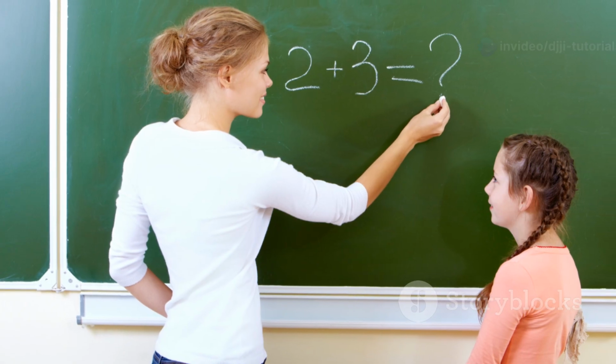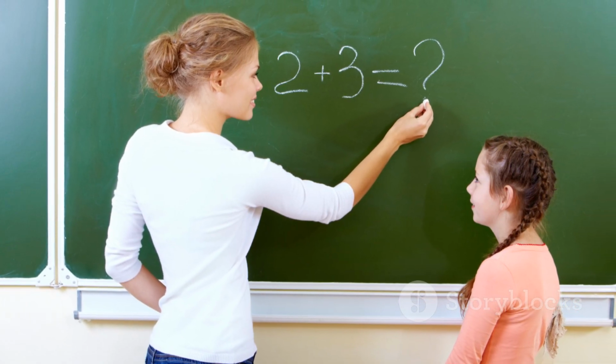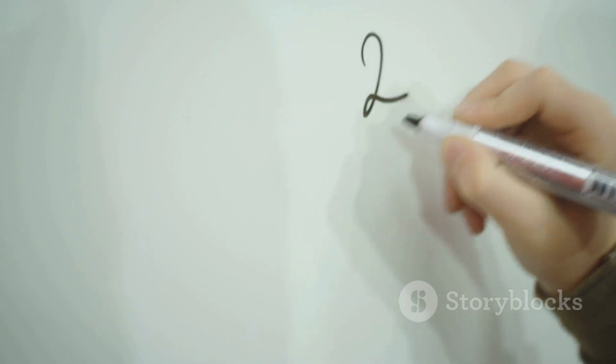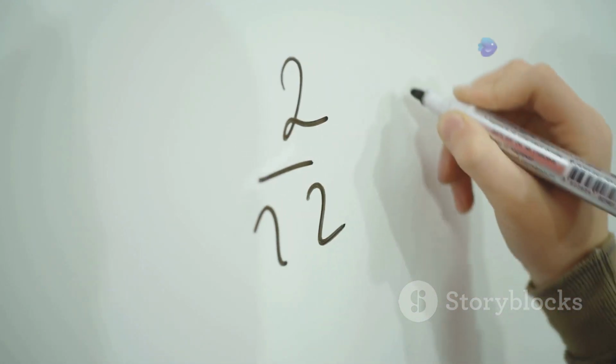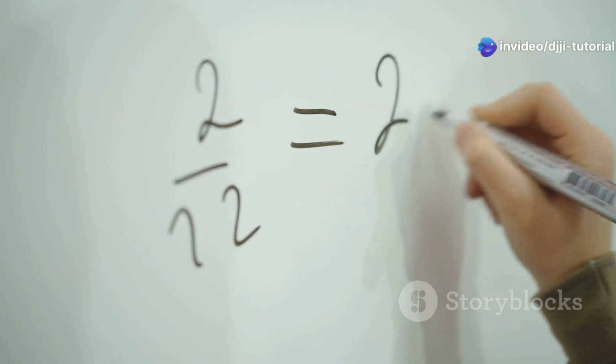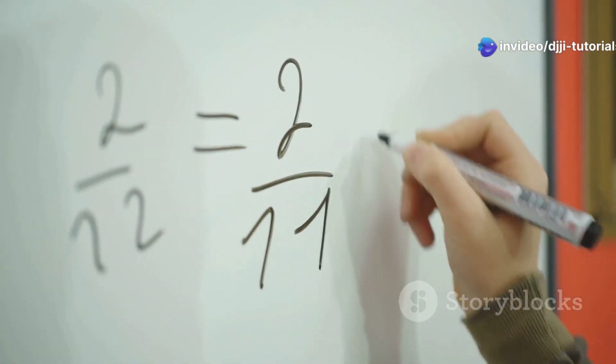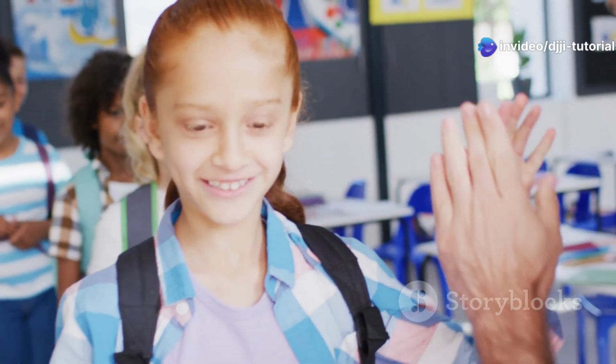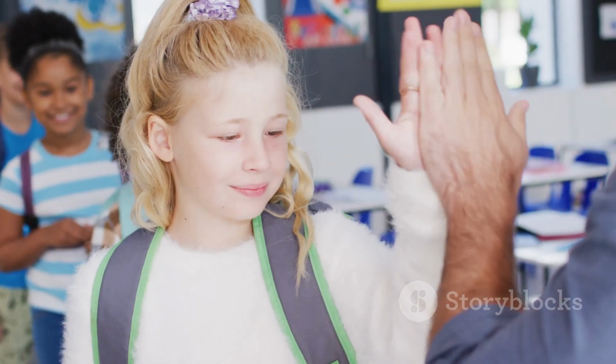Let's try an example. 10 minus negative 5. This might look tricky at first. Change the subtraction sign to an addition sign and change the negative 5 to positive 5. Now it looks much simpler. Now we have 10 plus 5. Easy peasy. The answer is 15. See how straightforward it becomes?